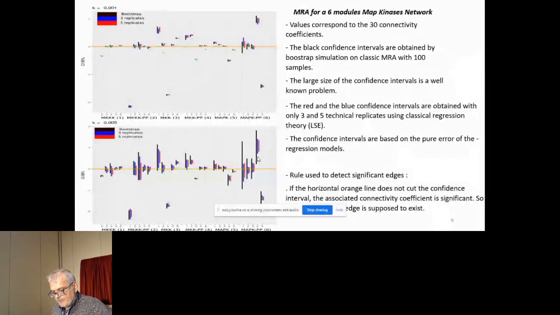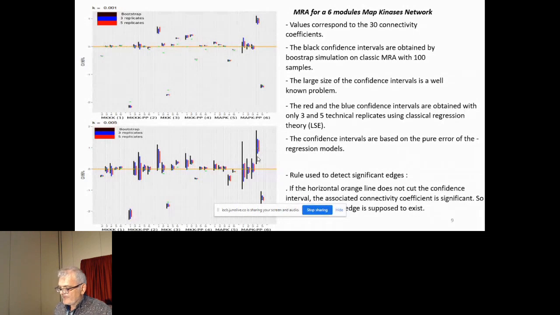For this 50% perturbation, we show the impact of two different noises on the connectivity coefficients, with a variation coefficient k equal to 0.001 and k equal to 0.005. The black confidence intervals are obtained by bootstrap simulation on classic MRA with 100 samples. So we can see the large size of the confidence intervals, and it's a well-known problem of classic MRA.